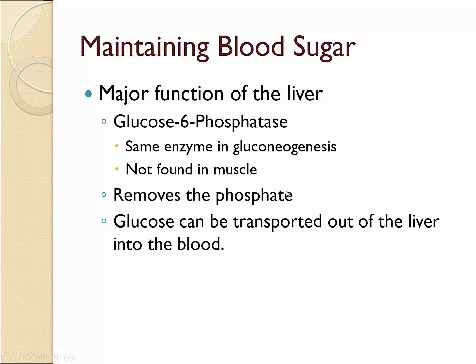The muscle will not have this enzyme. The muscle is simply going to import glucose and convert it to glucose 6-phosphate via glucokinase or hexokinase for glycolysis, but it cannot transport the glucose back out because it lacks the phosphatase. So in this way, the liver releases glucose to the blood, and the muscle picks up glucose from the blood and converts it to glucose 6-phosphate via hexokinase, keeping it locked in the muscle cell.